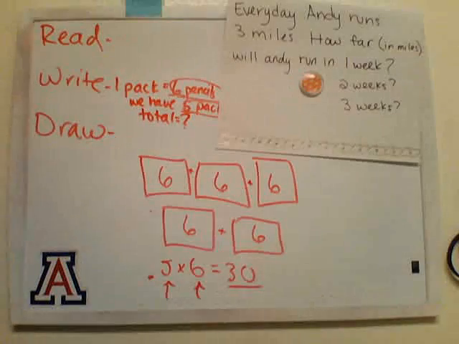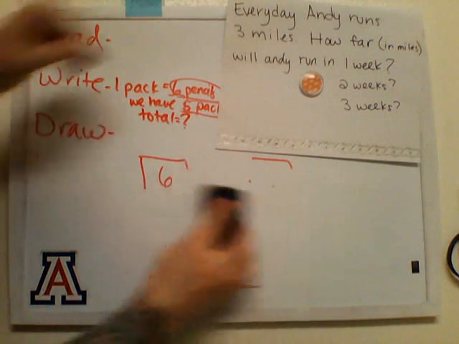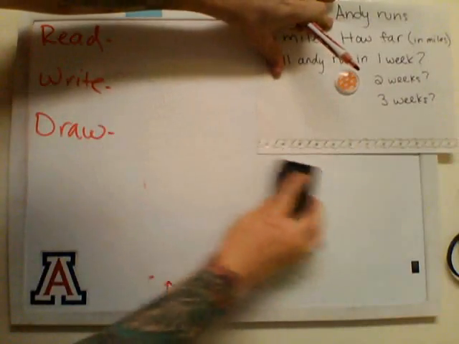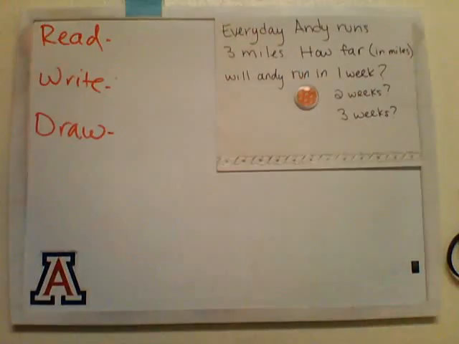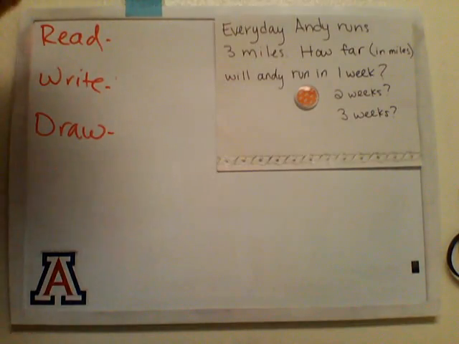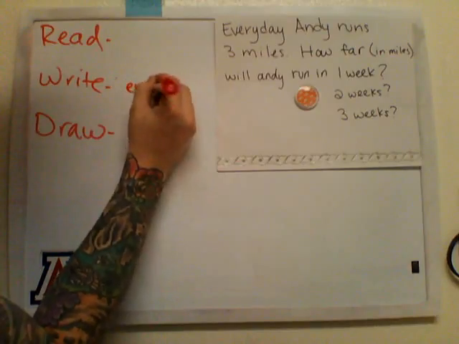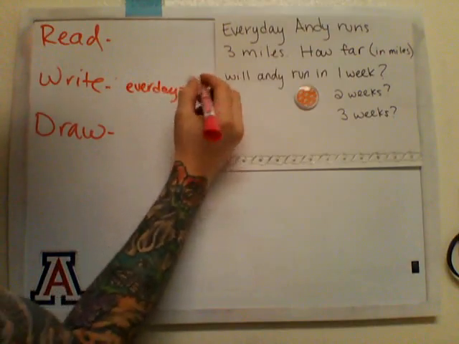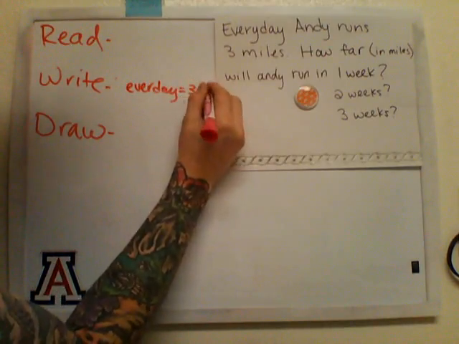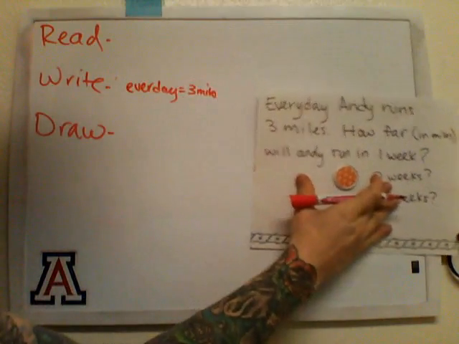So let's try this one. First, we need to go ahead and start by reading the problem because we're going to use our same read, draw, and write method. So, every day Andy runs 3 miles. While reading, we can stop right there because we know we need to write down that every day he runs 3 miles. Let me move this down here.